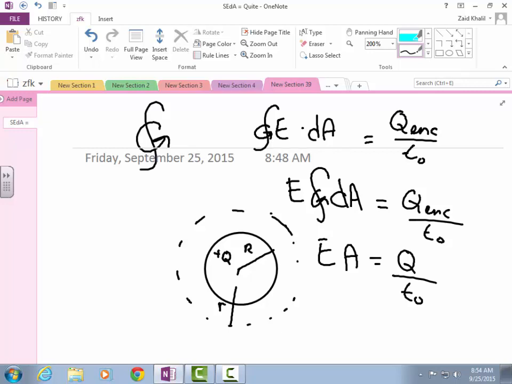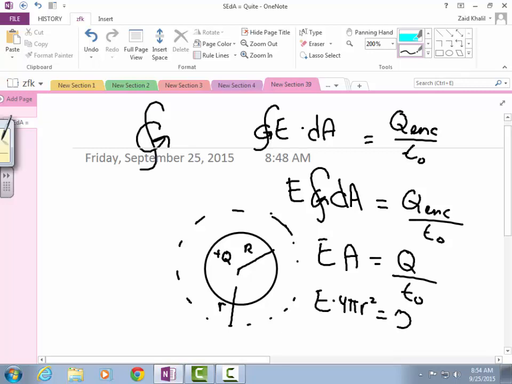4 pi r squared. Little r or big R? Be careful. Little r. Why? Because our Gaussian surface is at little r. It's a big sphere. So it's E times 4 pi little r squared equals q over epsilon 0. And notice, what does this give us? The electric field outside of a uniform sphere.